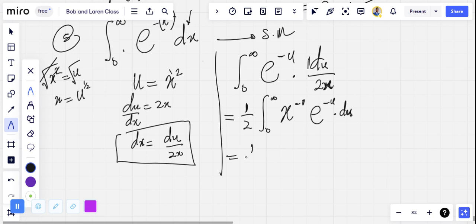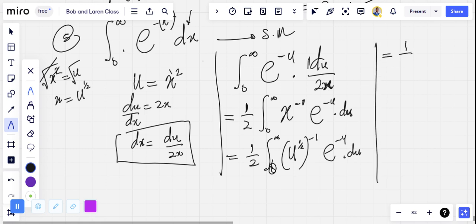So I'll just come here and substitute what x is. What's my x? x is u raised to the power of half. Remember that I still have a negative sign up there, right? So finally, we have 1 over 2 integral from 0 to infinity of u raised to the power of half times minus 1, that's minus half, e to the negative u du. So we don't have any issue with this power on the exponential.